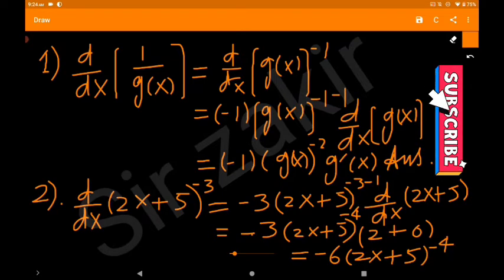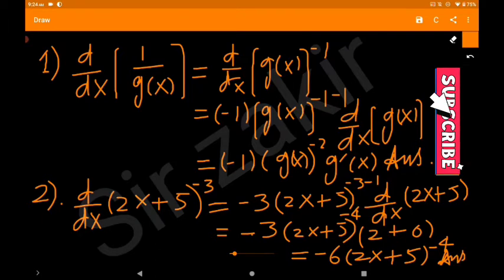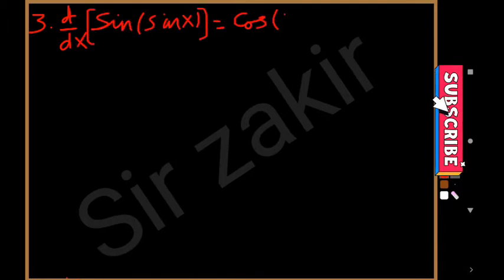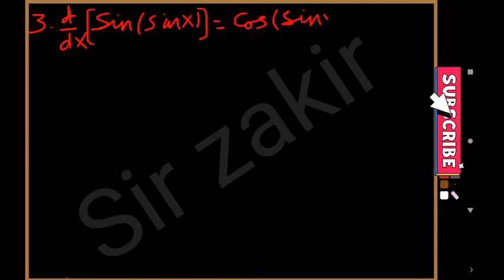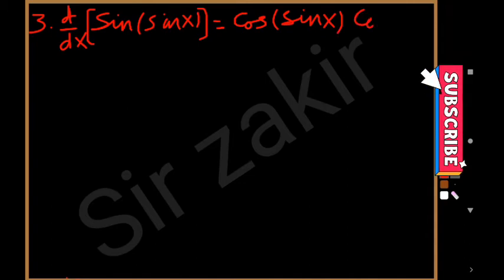Next, question number 3 is d by dx of sine x. The derivative of sine is cos with the same angle, cos x. The angle is x, the function is sine, and its derivative is cos. So this becomes the derivative.